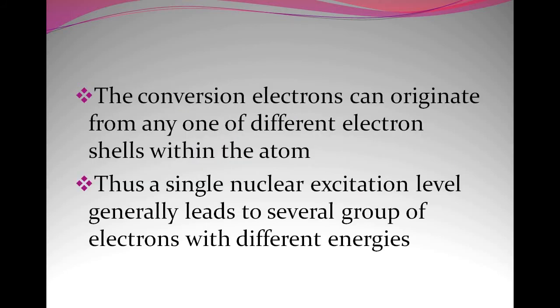And the conversion electron can originate from any one of different electron shells within the atom. Thus, a single nuclear excitation level generally leads to several groups of electrons with different energies. We have already mentioned that the electrons are emitted with the energy which is the difference in energy of the excited state and the binding energy. The binding energy is different in different shells. So when binding energy is decreased, it will be emitted with more energy.